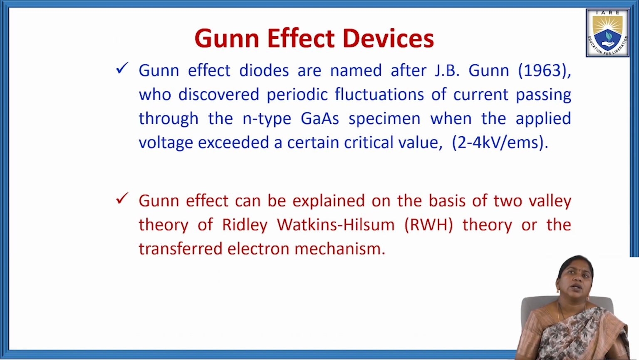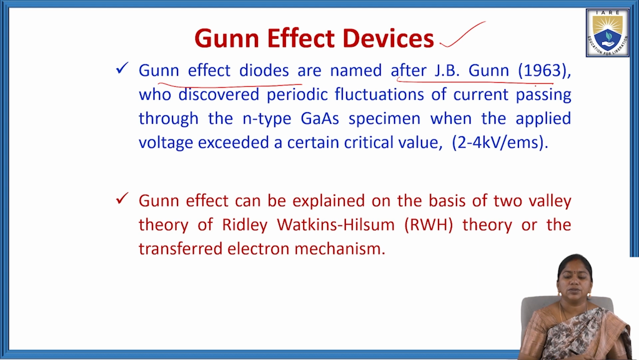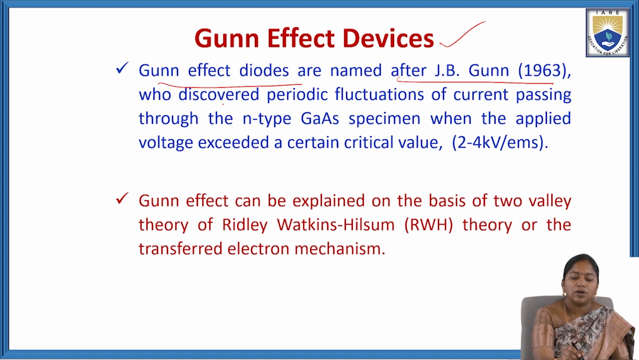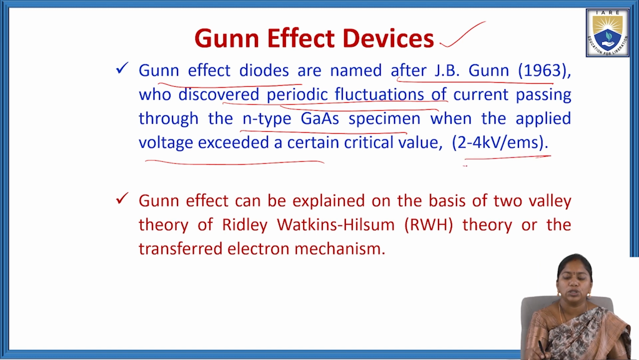Then coming to the Gunn effect devices. Gunn effect devices means Gunn diode. The Gunn diode is named after J.B. Gunn, who discovered it in 1963. He took an N-type gallium arsenide specimen and observed periodic fluctuations of current passing through it when the applied voltage exceeded a certain critical value, that is 2 to 4 kilovolts per cm.